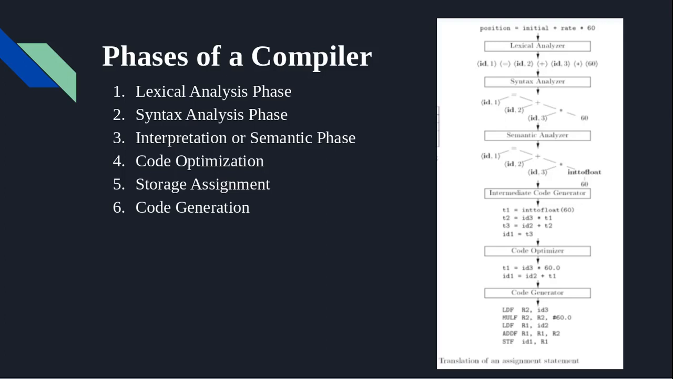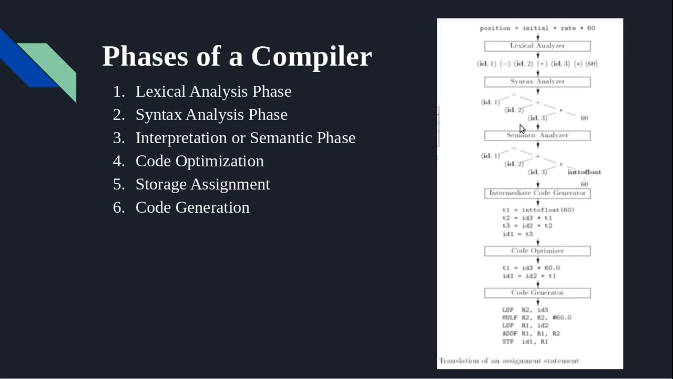Okay, so here you can see on the right side an example for the 6 phases of a compiler. In general, when we are talking about a compiler, it has mainly 6 phases: lexical analysis, syntax analysis, semantic analysis, intermediate code generation, code optimization, and code generation. First, we will look into this example, then we will come to the main phases of the compiler.